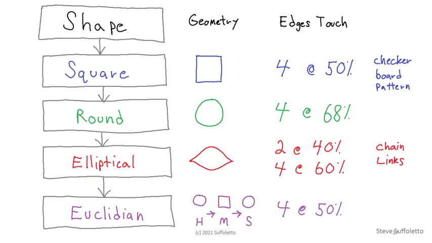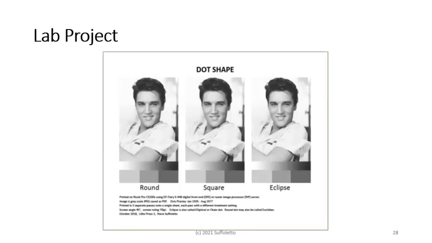And the third dot shape is called Euclidean. And what happens here is the dot changes its shape when it goes from the highlight to the midtone to the shadow. It's a round dot in highlights and shadows, but at the midtone, it's a square dot. The lab project we will print for dot shape will be Elvis.